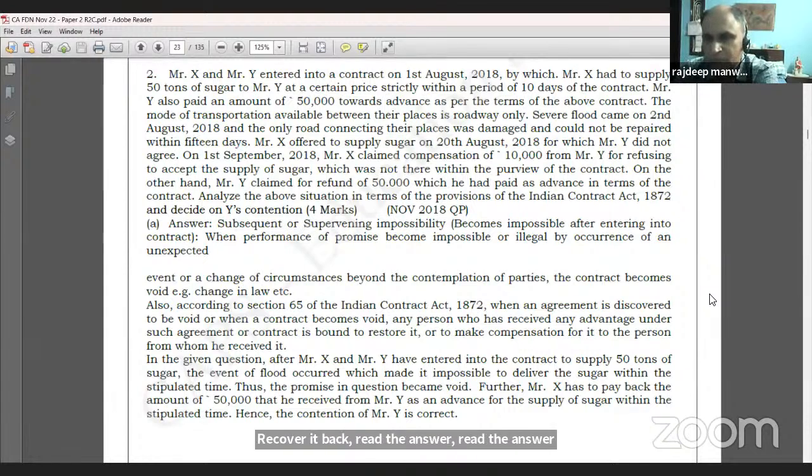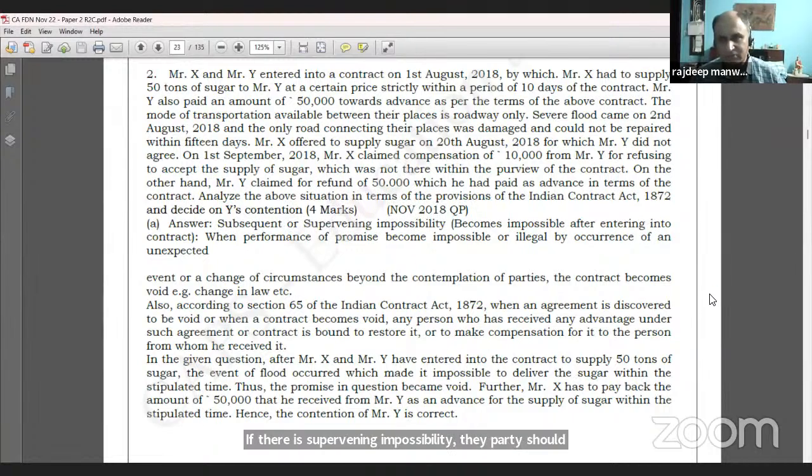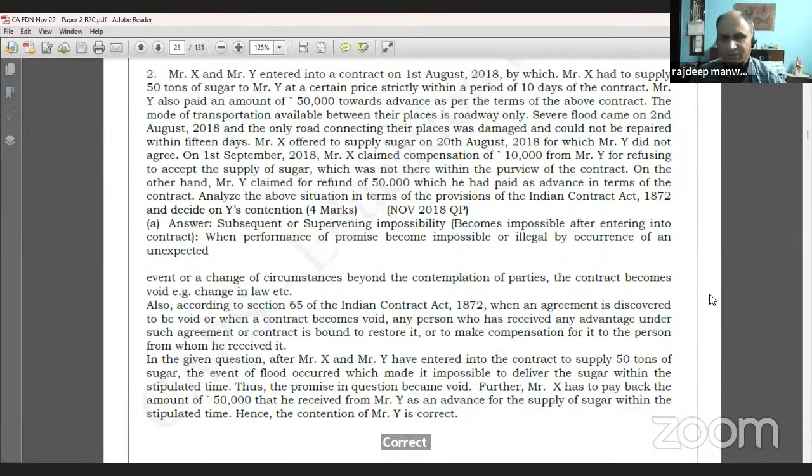Subsequent supervening impossibility becomes supervening impossibility of contract. Remember, after you enter into a contract, if it becomes impossible to perform, the contract becomes null and void. That is called supervening impossibility. Correct or no? And if there is supervening impossibility, the parties should be restored to the position as they were before they had entered into the contract. So since there were floods and he could not supply, the transport was not possible. So it became impossible for him to perform the contract, so whatever advance he has given, he can recover the money. Got it or no?